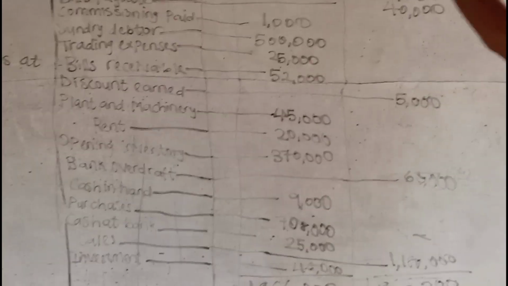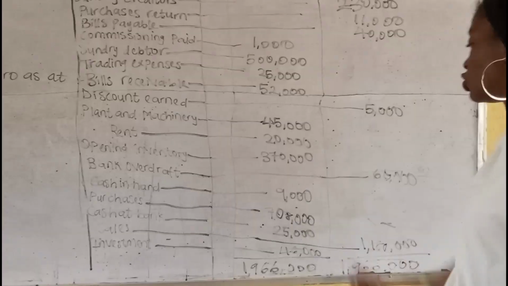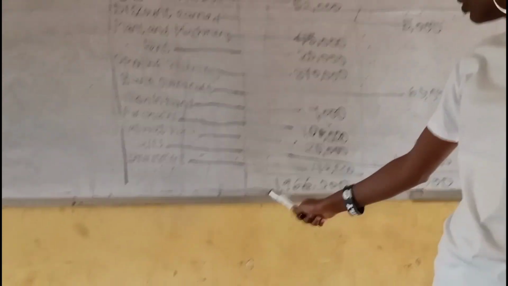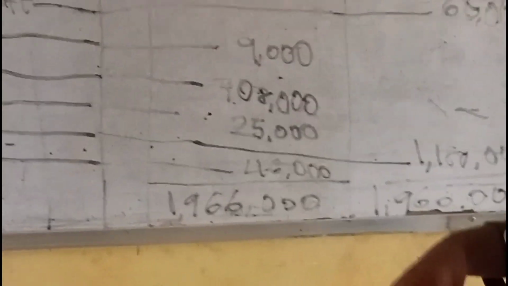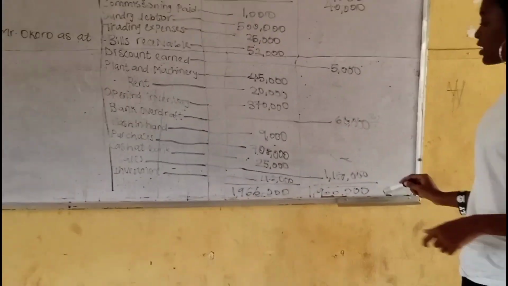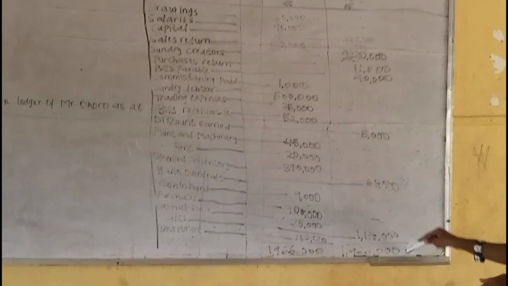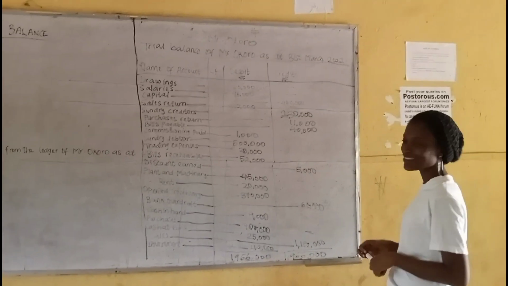So the summation of the debit side, when you do the calculation, will give you 1,966,000. Also for the credit side, 1,966,000. So we have come to the end of today's teaching.